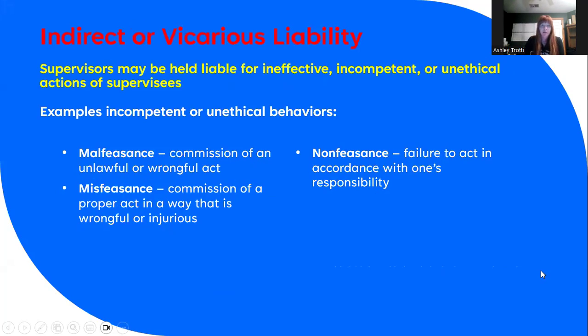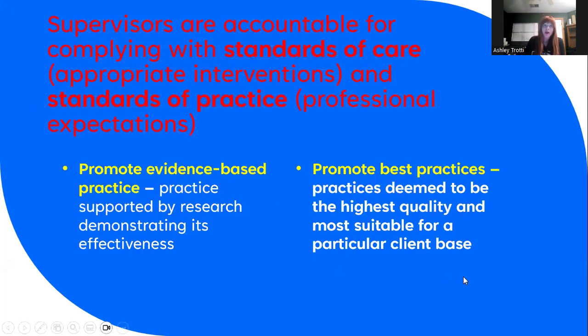They can also be held liable for, it's called vicarious liability, where, with us as interns, they can be held liable for ineffective, incompetent, or unethical actions on our part. So it's important to note that. They are also accountable for complying with standards of care, which is appropriate interventions for clients, and standards of practice. So that's professional expectations.